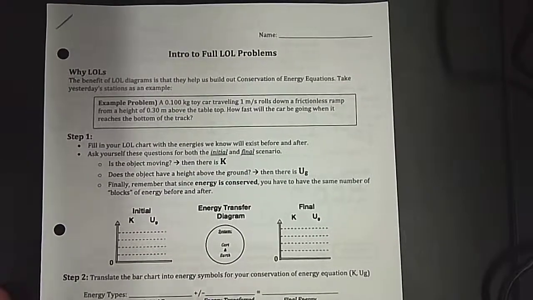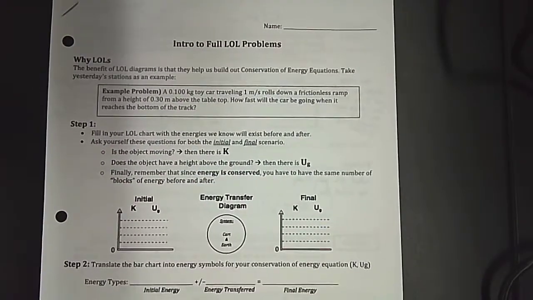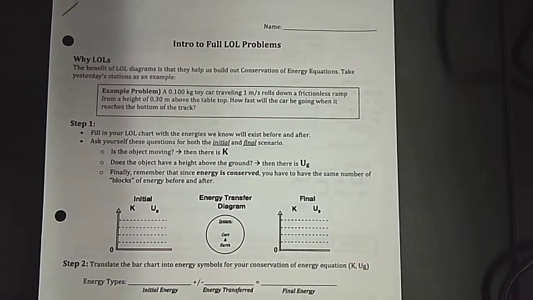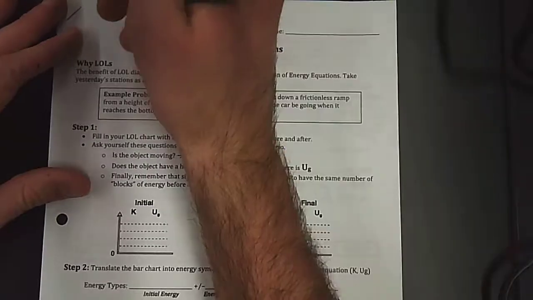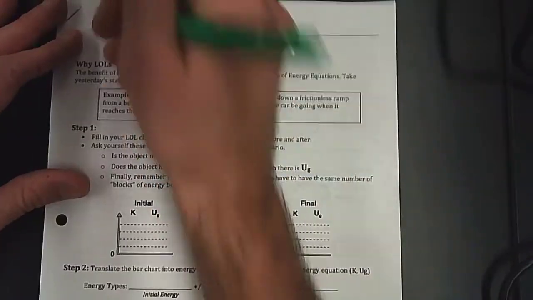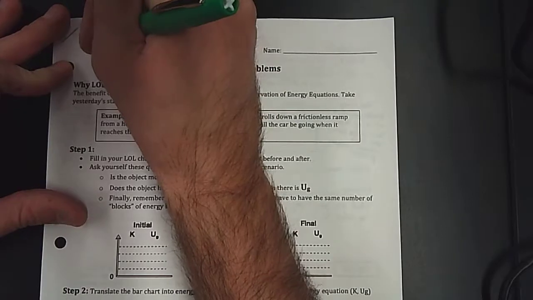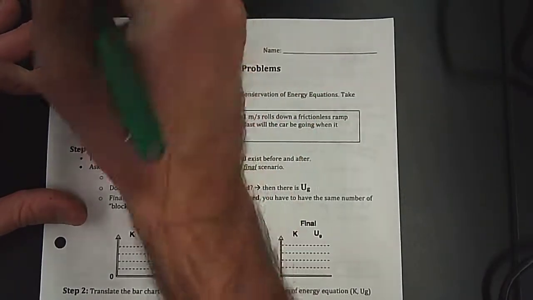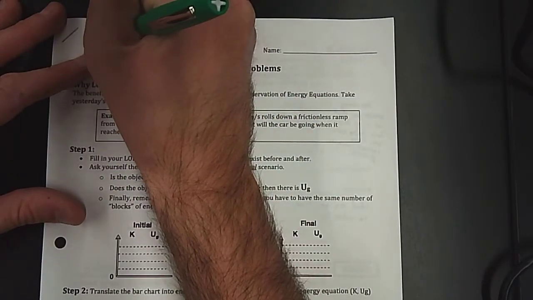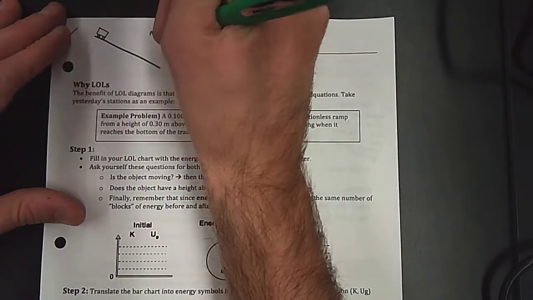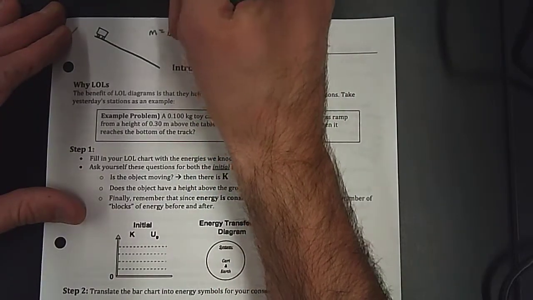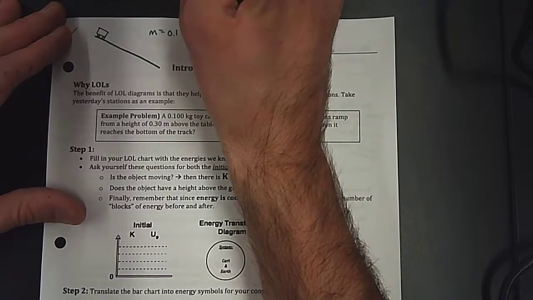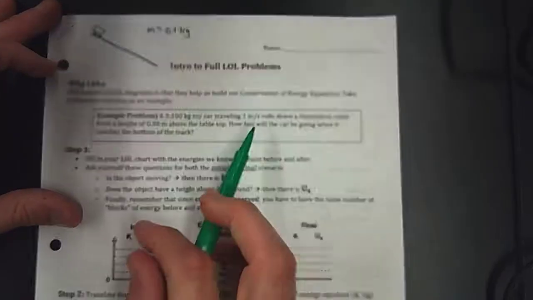Okay, so let's look at an example problem. A 0.1 kilogram toy is traveling 1 meter per second down a frictionless ramp. For me, I always like to visualize what I'm reading. So instantly, I'm going to say, okay, I have a ramp. So maybe up here, I'll just draw a ramp, and I'll draw my car at the top of the ramp. Its mass is 0.1 kilograms, which I know is the unit for mass. And it rolls.